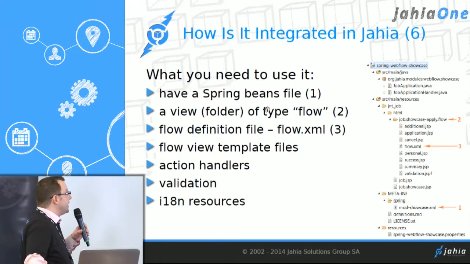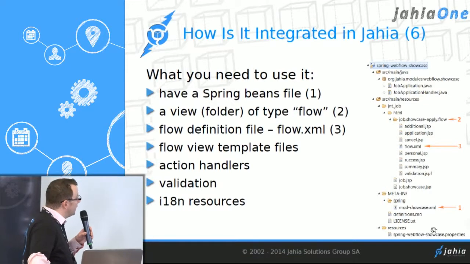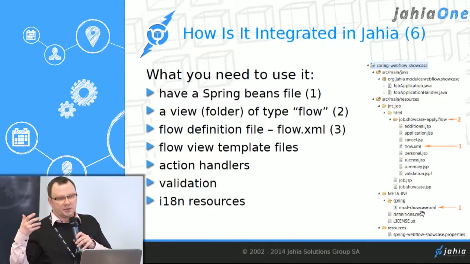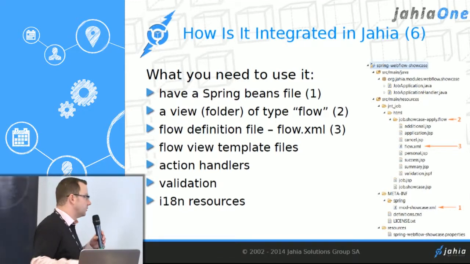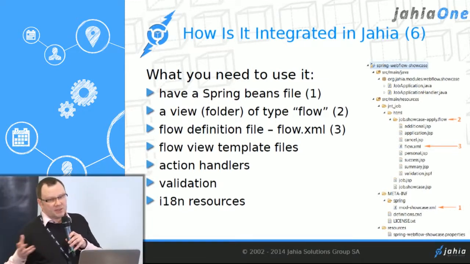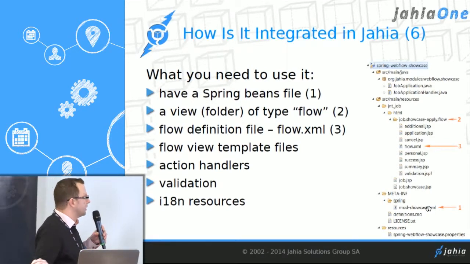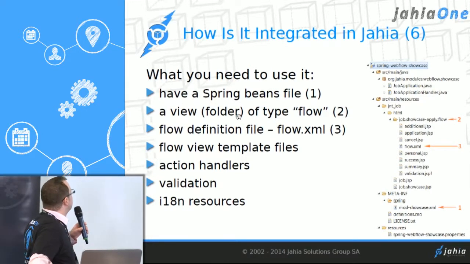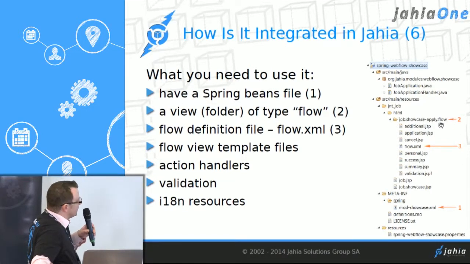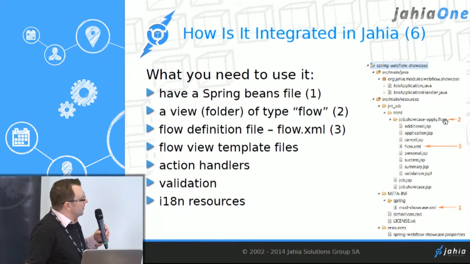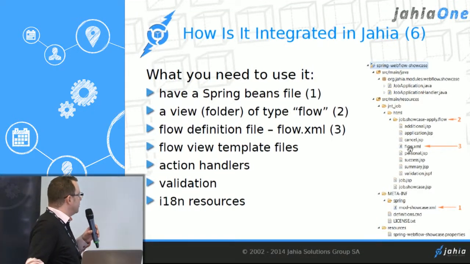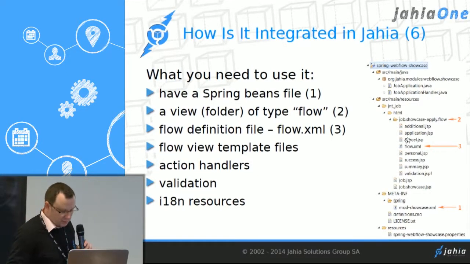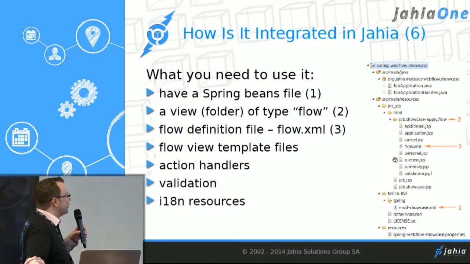So in order to enable support for flow views, you just need a Spring file in your module. It could even be empty. It just needs to signal to Jahia that the module contains Spring Webflow definitions, because Jahia automatically injects some data and creates registries. As I said, there should be a folder which corresponds to a view. There is a flow definition file which is always flow.xml, without any flexibility. It's just like this.